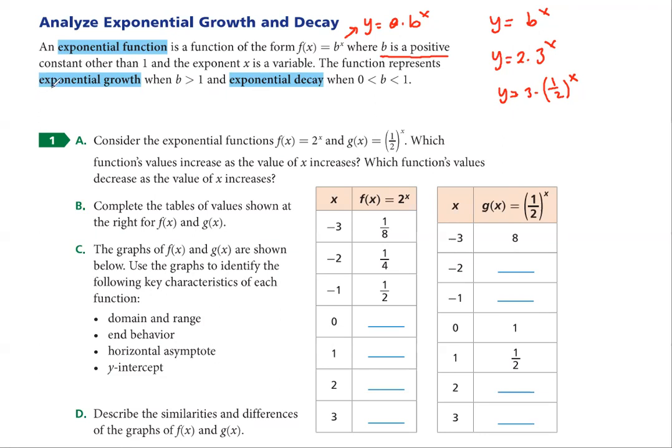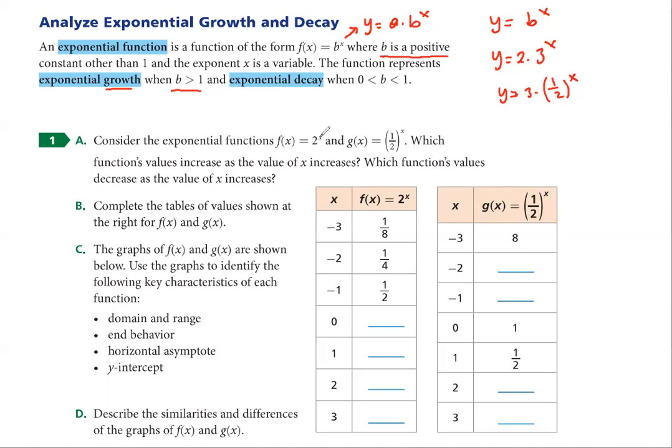The function represents exponential growth if b is larger than 1. So if your b is 3, this function will be called exponential growth. If b is like 1/2 or 1/3, that will be called exponential decay, if b is smaller than 1 but larger than 0. We don't accept any negatives for this exponential function, okay? So that's the definition.